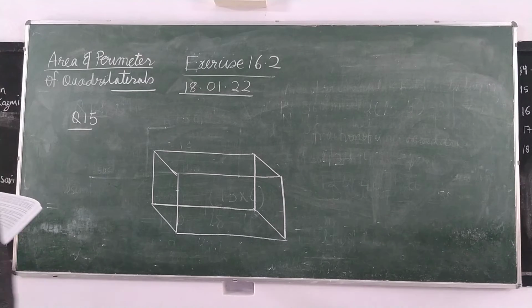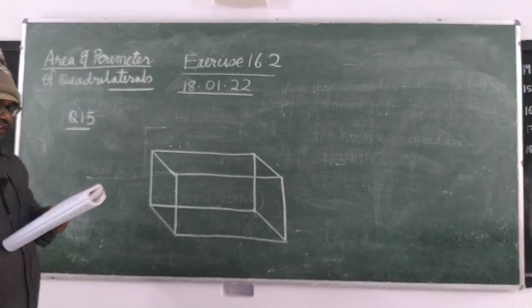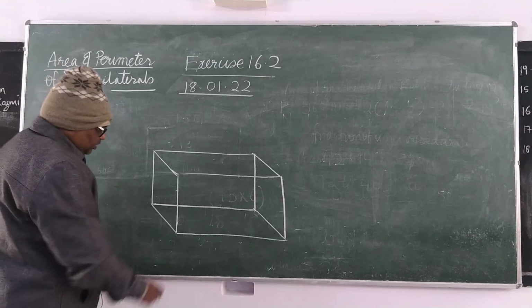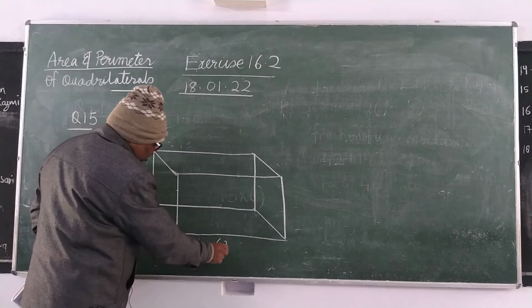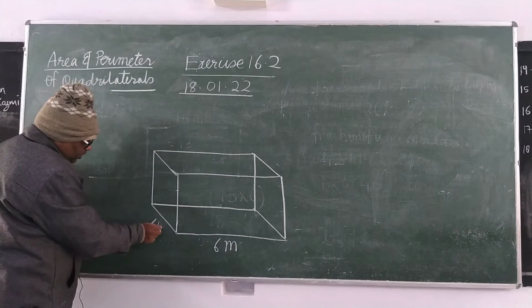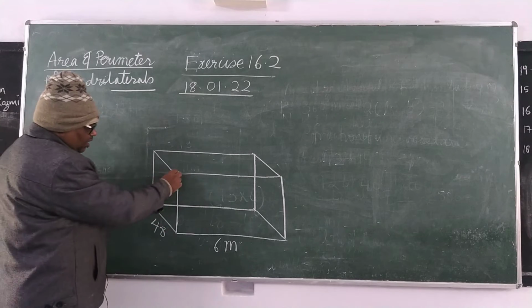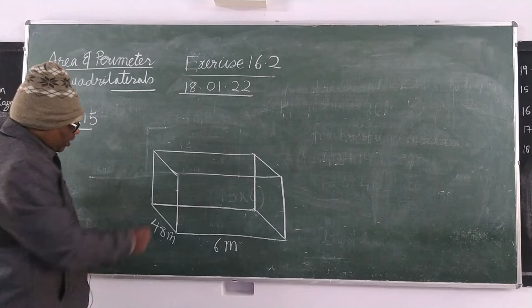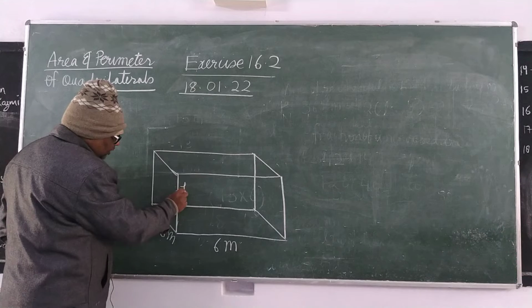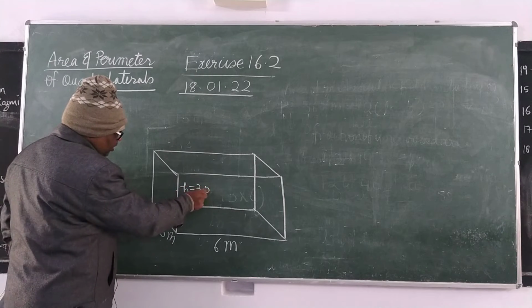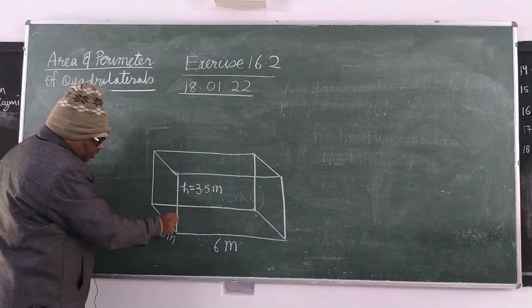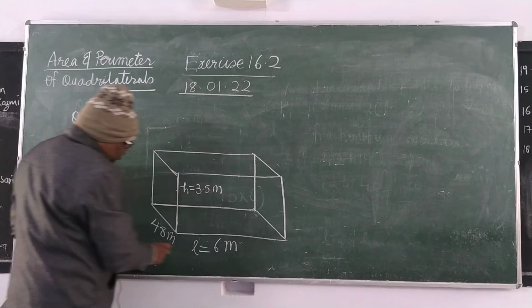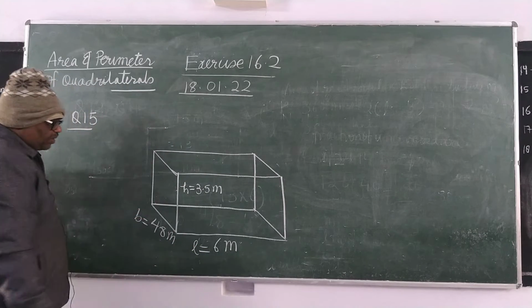Now question number 15. A rectangular room is 6 meter long, 4.8 meter wide and 3.5 meter high. Means suppose this is a room, this is 6 meter long, 4.8 meter wide, and how much high? It is given 3.5. Height is 3.5, means h equals 3.5 meter, this height. This will be the height, you can see here. This is equals to length and this is equals to breadth.